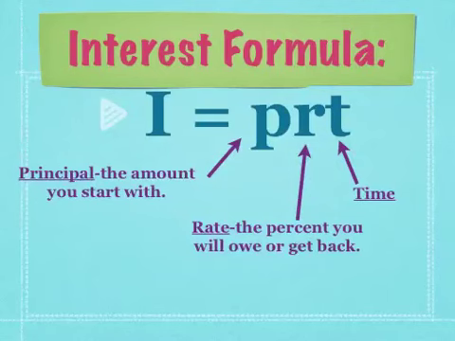The interest formula is interest equals P times R times T, where P is the principal or the amount that you're going to start with. R is the rate or the percent you will owe or get back, and T is the time.